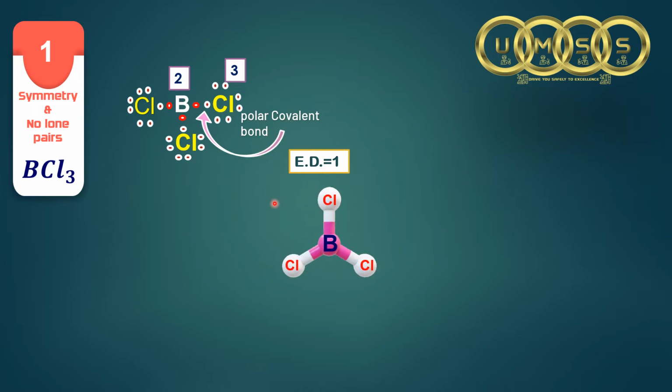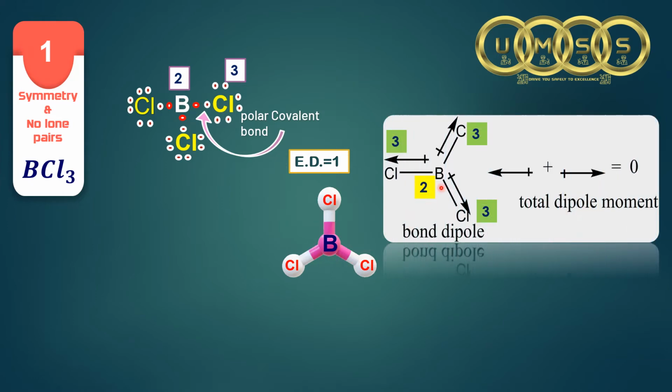As we see, the geometrical shape of BCl3 is a planar triangle with the same angle between bonds. So each chlorine atom will pull the bonded electrons with the same power, and each dipole moment will cancel the other one. So the net dipole moment equals 0. So boron trichloride BCl3 is a nonpolar molecular compound.